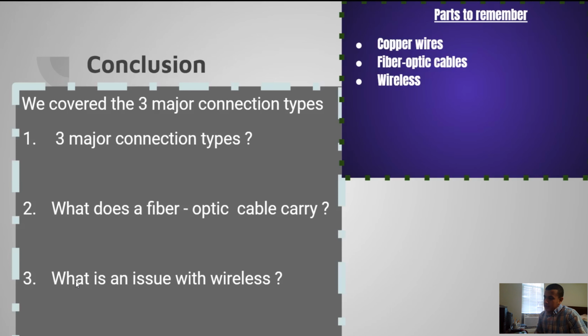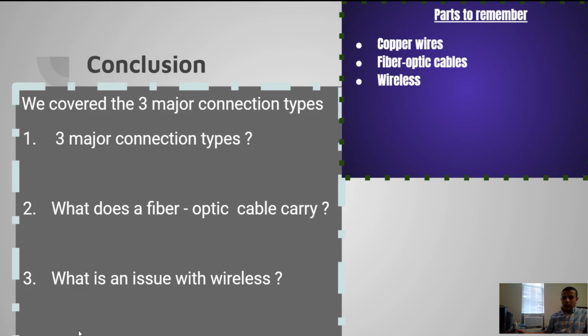Obviously, the 3 major connection types are copper cables that carry electricity, fiber optic cables that carry light, and wireless, which carries radio signals. And yeah. So what does a fiber optic cable carry? We just said it. It carries light. And then a major issue with wireless is that it can't go very far. It can only go about 100 feet. And then it has to be received by a wireless access point, which we looked at in the previous slide.